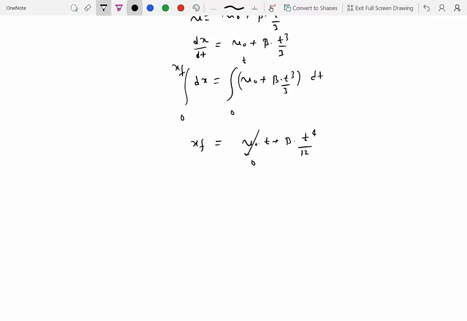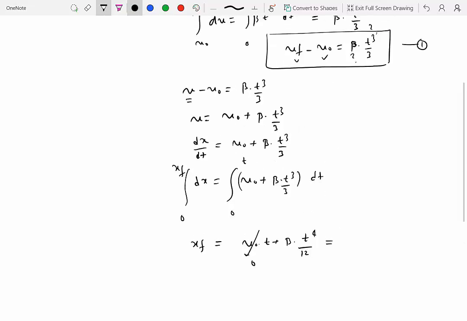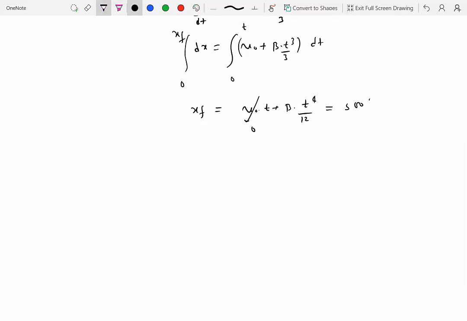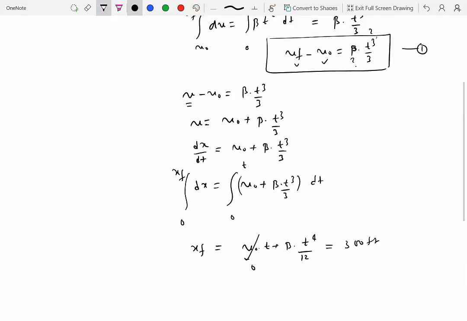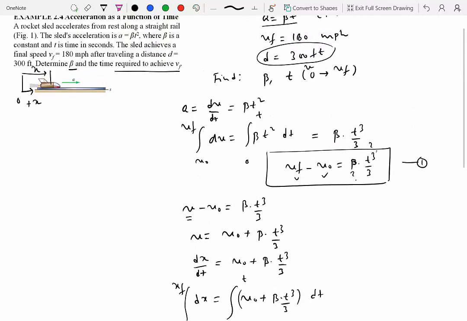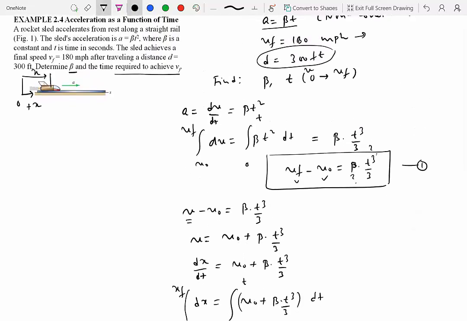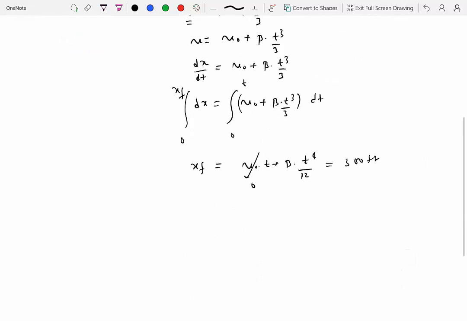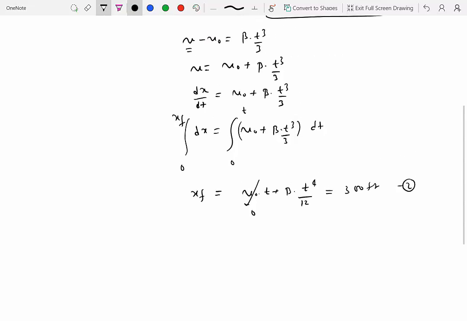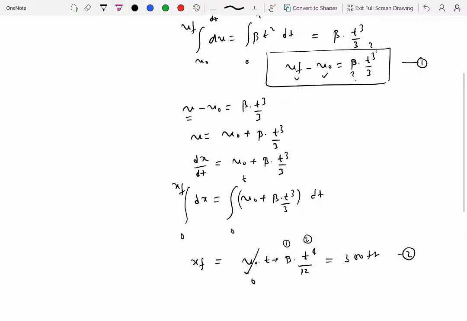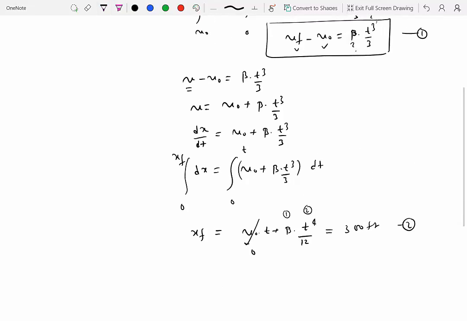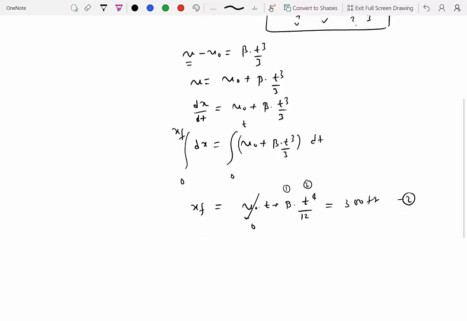Now from this, we can compute, okay, this gives us another relationship. So xf is given as 300 feet to us, right? So 300 feet. Okay, we have to be unit consistent. So if we are doing everything in feet, then the miles per hour has to be converted into feet per second as well, right? If you're using USCS system, which seems to be the case over here. So now we have two equations, right? We have two equations and we have two unknowns. So beta is one unknown and t is the other unknown. We can divide 1 with 2 and solve for t from that. And then we can substitute for t in either 1 or 2 and get the beta from that.